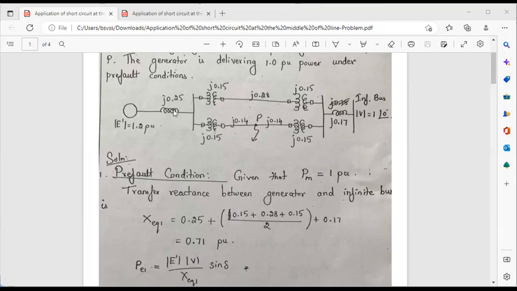If we are not considering this fault point, how will we calculate the equivalent reactance value? This J0.25 will be connected in series with the parallel combination of the two circuit reactances, plus this J0.17. Since all the values are equal, the parallel reactance can be written as 0.15 divided by 2, so X equivalent is 0.25 plus 0.15 divided by 2 plus 0.17. The pre-fault condition is represented by suffix 1. So X equivalent 1 is equal to 0.71 per unit.